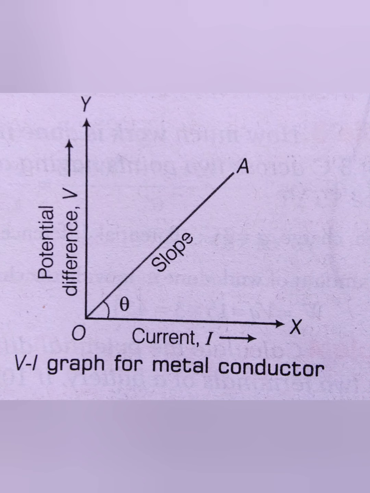From this graph, it can be stated that for an ohmic conductor, potential difference V is always proportional to the current I. From Ohm's law, we have V is equal to I into R. Hence, the resistance of a conductor is given by the formula R is equal to V by I.